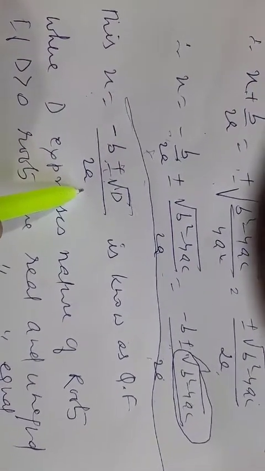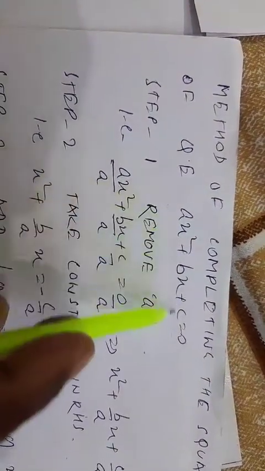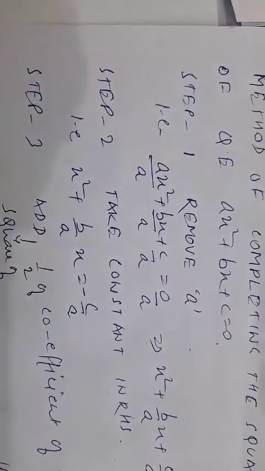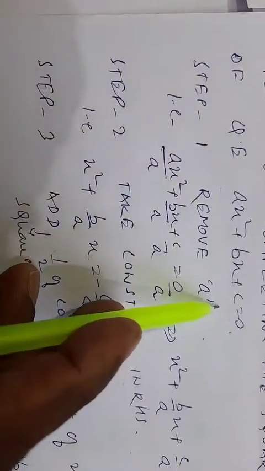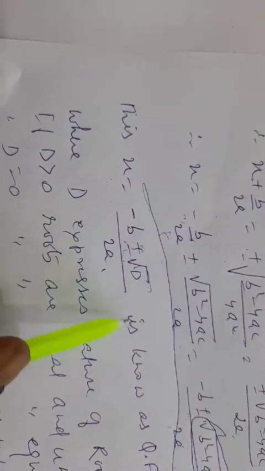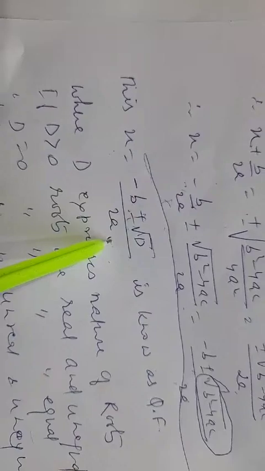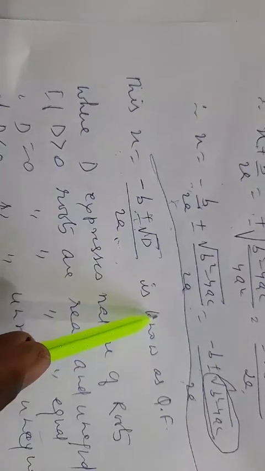So whenever a quadratic equation is given in this form, ax square plus bx plus c, and it is asked to solve it by the method of completing the square, we will use this method to solve it. And if it is given to use the quadratic formula to solve this quadratic equation, then we will use this formula directly, x is equal to minus b plus minus root D by 2a. For that you have to find all the values of a, b and c, and then you can find the value of x using the quadratic formula.